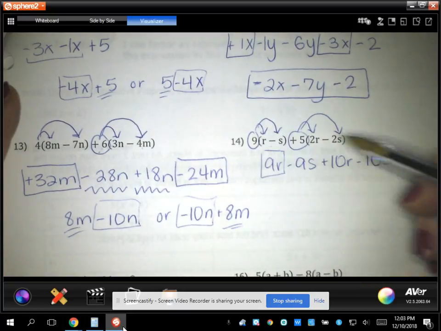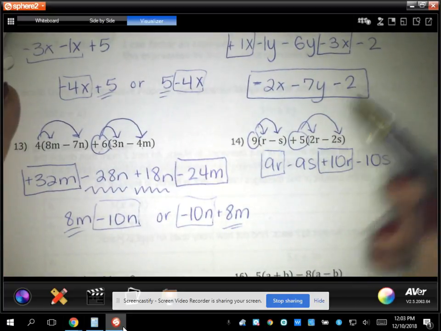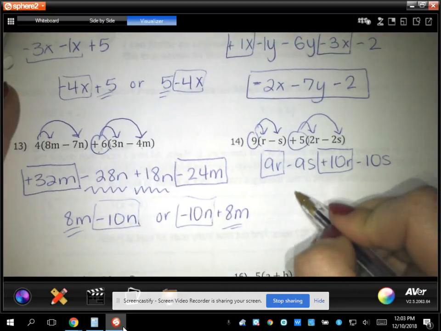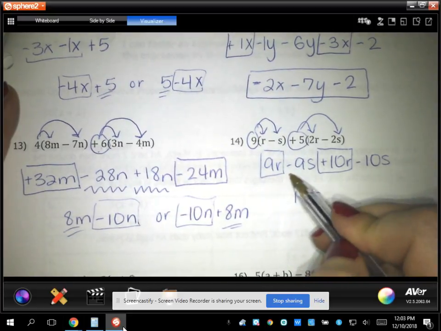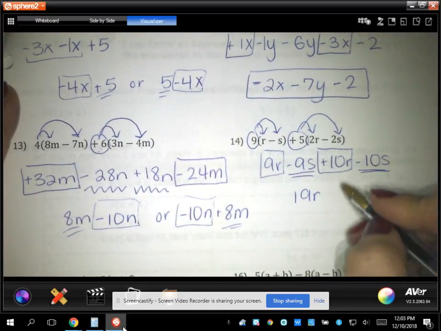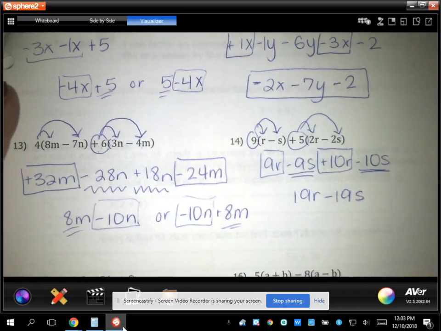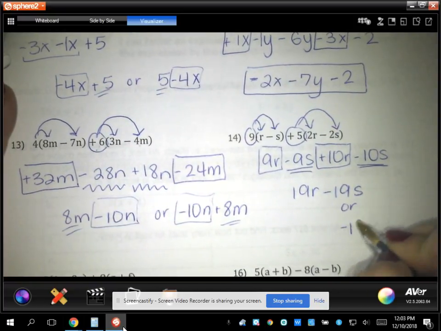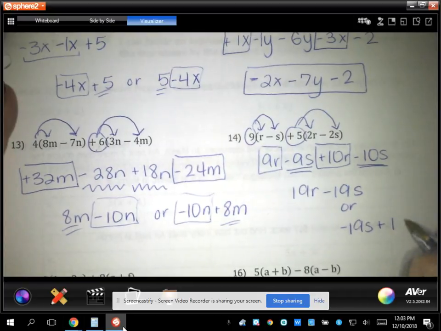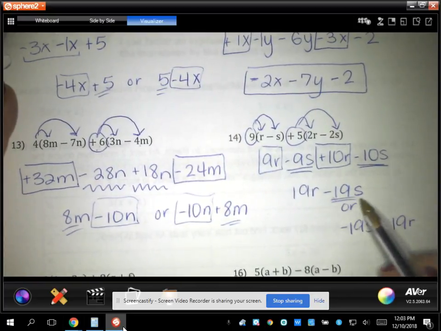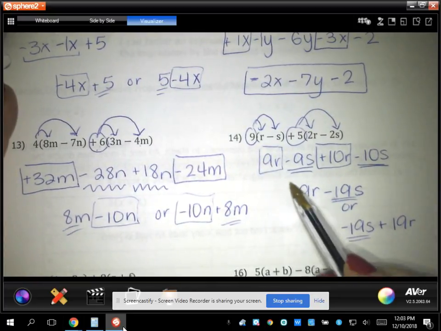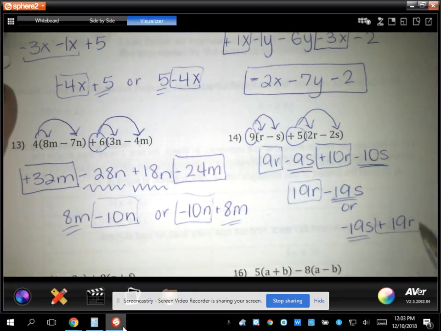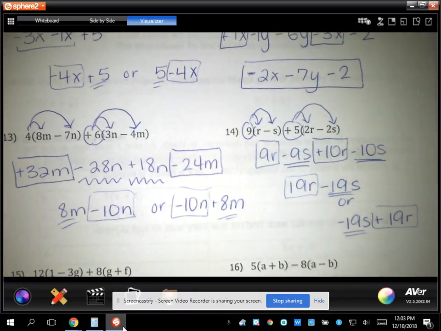So I have 9r and I have a +10r, so that's 19r. And I have a -9s and a -10s, so that's -19s. Or I could write this as -19s plus 19r, because either way, the 19s is negative and the 19r is positive. So either one of those answers would be okay.